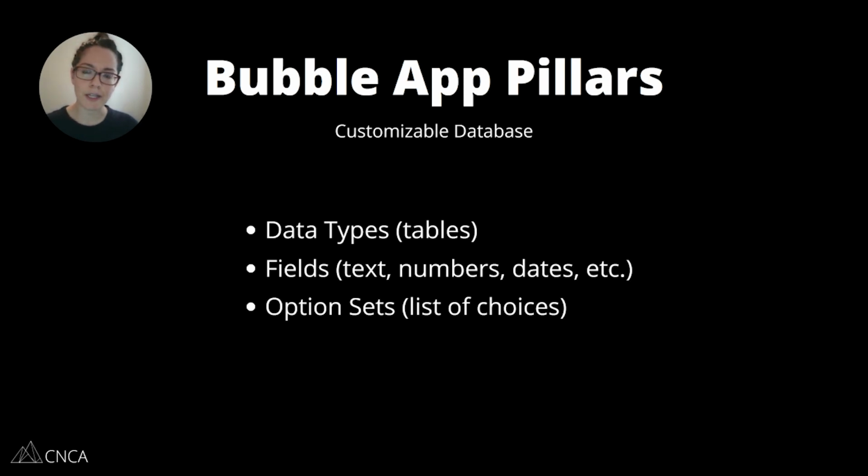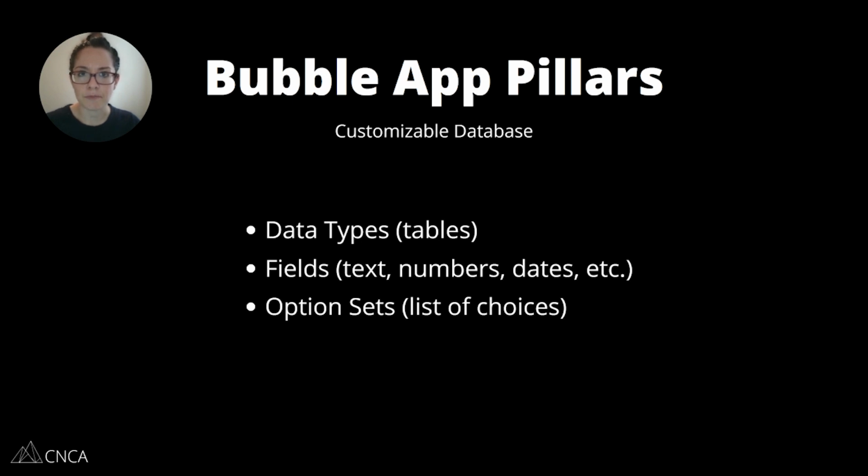Every single Bubble application comes with one built-in data type called the user type. Bubble essentially assumes that most applications are going to require users to sign up with an email and a password, and they can engage with the application as that person, with whatever rules you create around what they have access to do, to see.